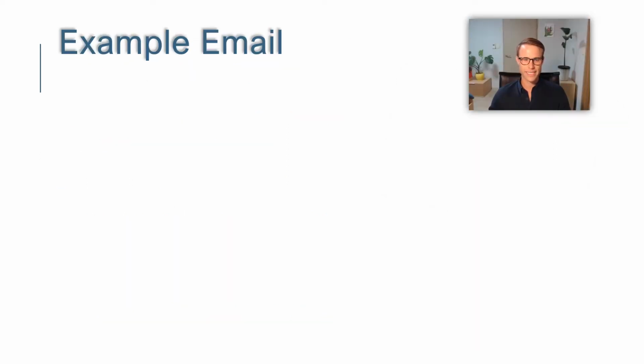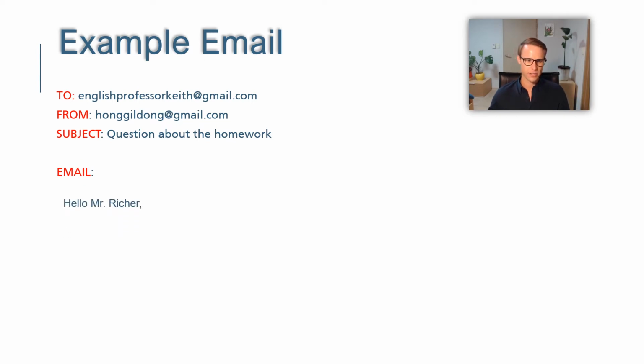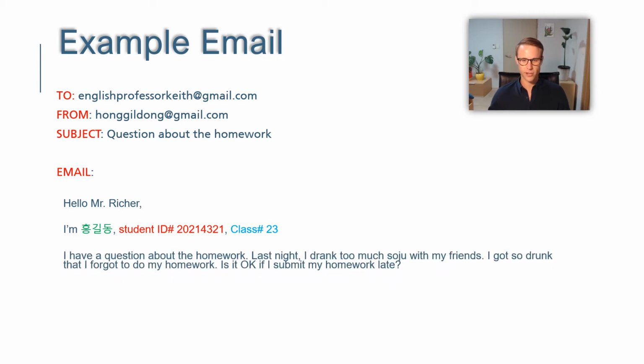So when you send me an email, this is what I want it to look like. So for example, you send an email to me. Let's say your name is Han Gil-dong, oh, very famous, and you have a question about the homework. So you have your to, from, and subject. And when you write the email, this is very important. So please, when you are writing the email, hello, Mr. Richer, you're addressing me, and then you include your name, your student ID number, and your class number. All right, then you can tell me what your question is, and then please say goodbye with your name so I know who you are.